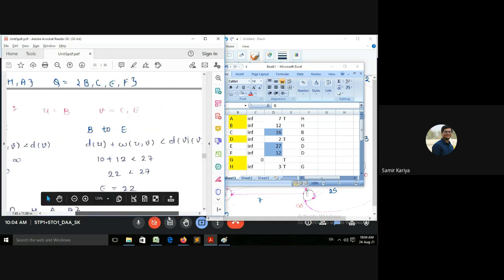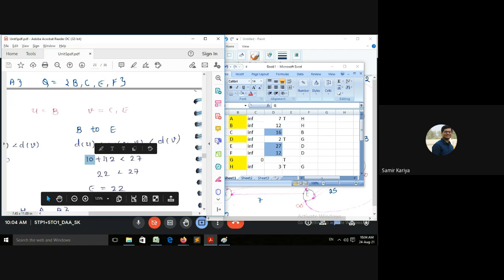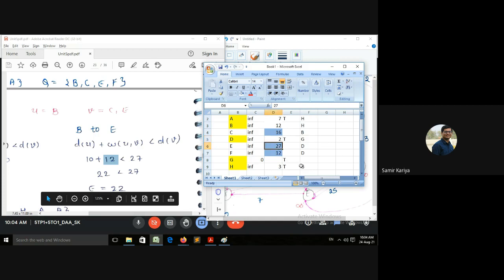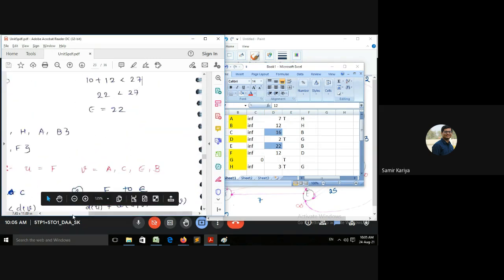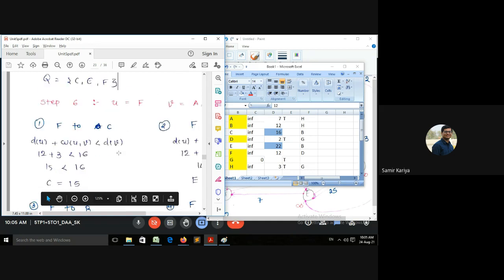Similarly, B to E. B's distance is 10, B to E here is 12, so 22, less than 27, yes, so update here. If it is less than, then we have to update as well as update the parent. Initially here it's infinite, then 27, now it's 22, and we have updated the parent node also. Now only three options: 12, 16 and 22. So now select this one, F. So that will be the next step.